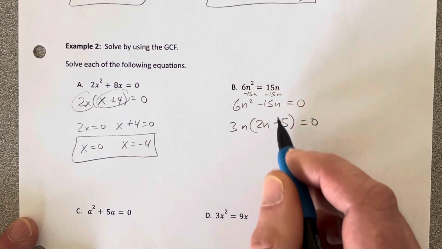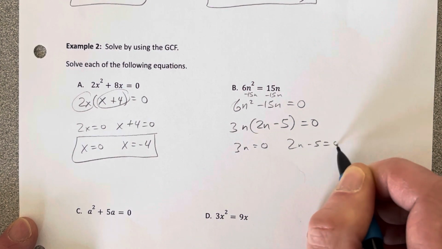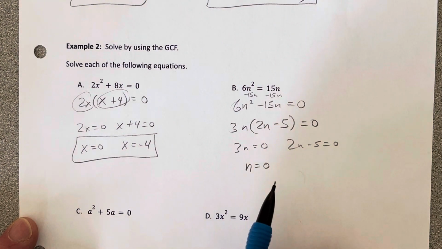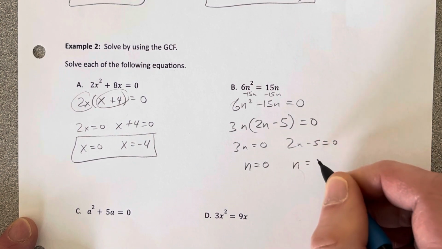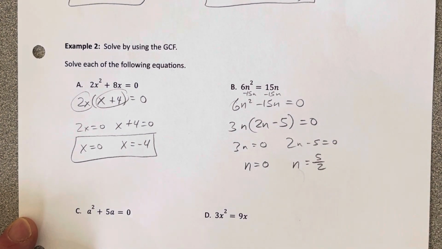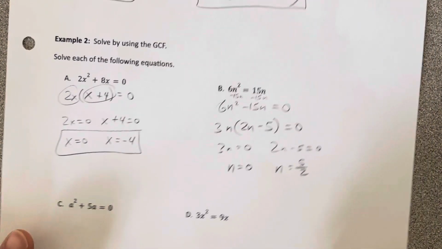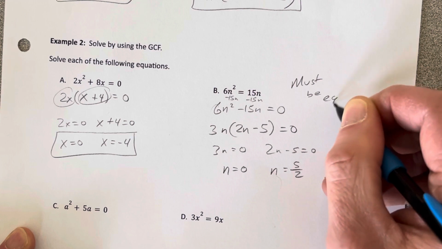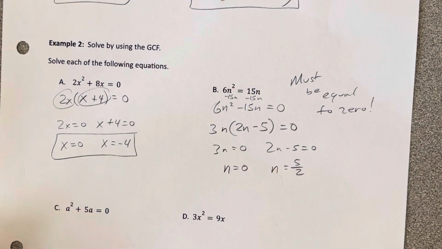And then do the zero product property. 3n could equal 0. 2n minus 5 could equal 0. And don't grab a calculator. You can do this. Divide by 3. We're good. Add the 5 over. Divide by 2. I like 5 over 2. But you could also have 2.5 if you'd rather. 2 and 1/2. Okay, so yeah, just to be clear, it must be equal to 0. Don't forget that.